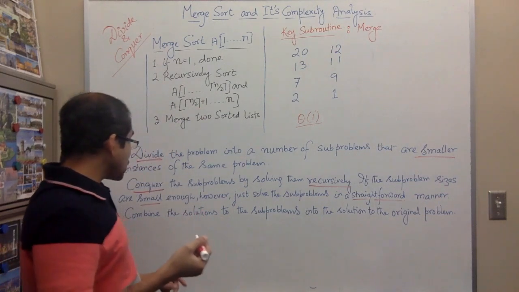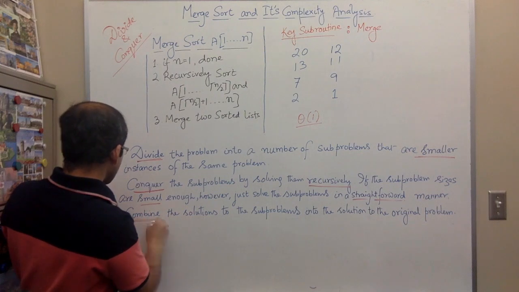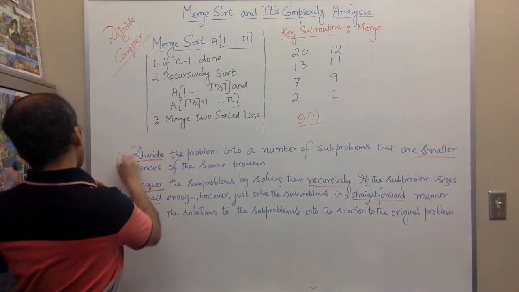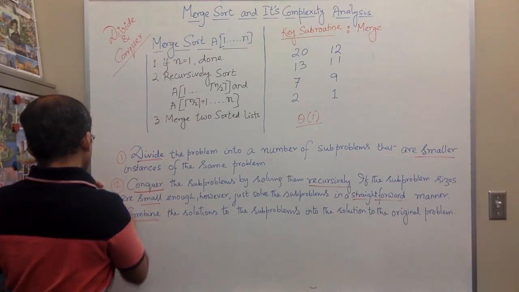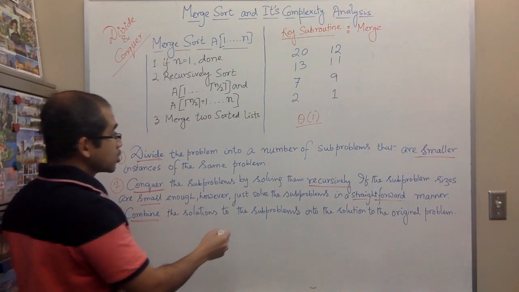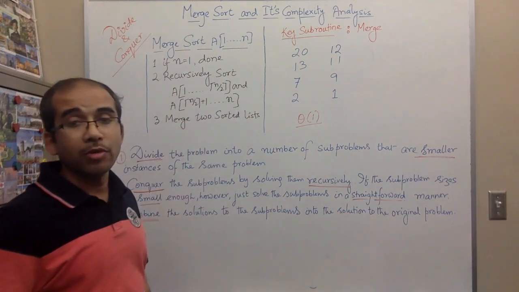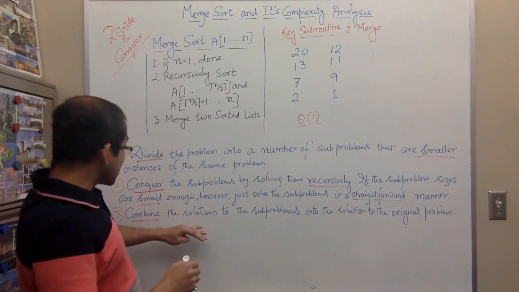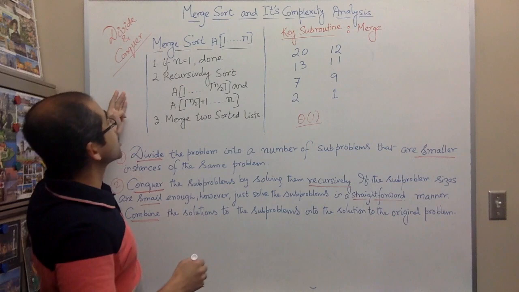Now the third step is combine. The first step is divide, the second step is conquer, and the third step is combine. What does it do? Combine the solutions to the subproblems into the solution to the original problem. So let me explain this with an example. The example is of merge sort.